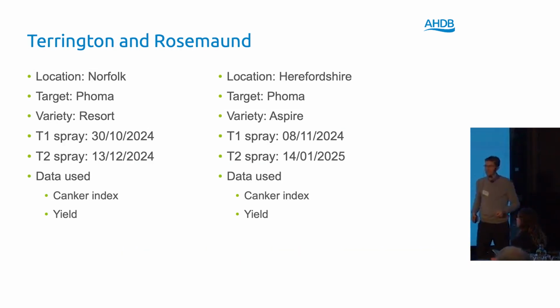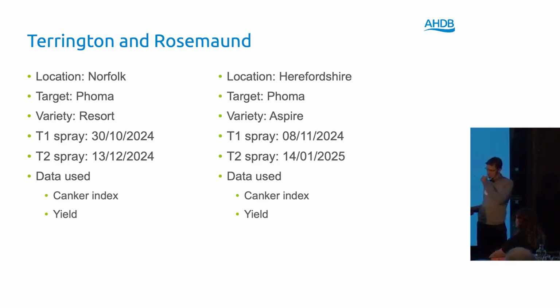So we start with the trial results for phoma stem canker. This is the Terrington and Rosemaund sites in Norfolk and Herefordshire. As mentioned, we locate these in areas where we get generally high pressure of phoma leaf spot, which translates into pre-harvest moderate to severe phoma stem canker depending on the season. We host these on susceptible varieties, in this case Resort and Aspirus respectively.